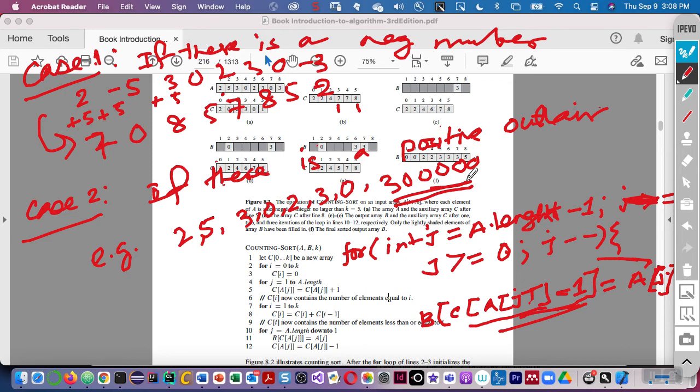C will be very large. Yes, your K value will be 3,000, right? 30,000, maybe 300,000. Then K will be very large compared to the given array elements. We have only 5, 6, 7 elements, but the auxiliary or counting array C will need to be of size 300,000 plus 1.